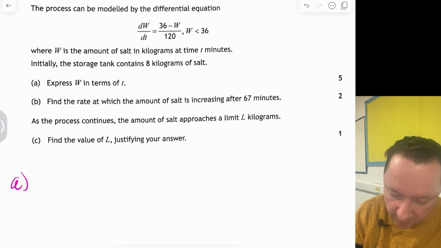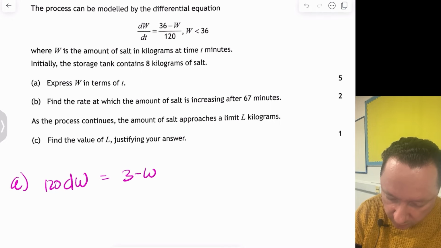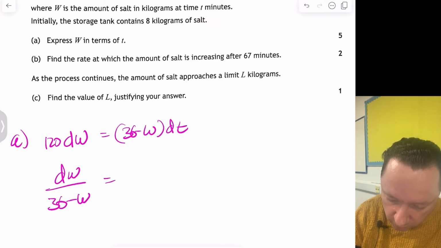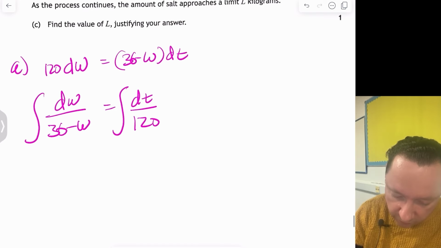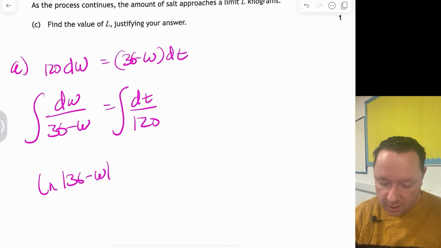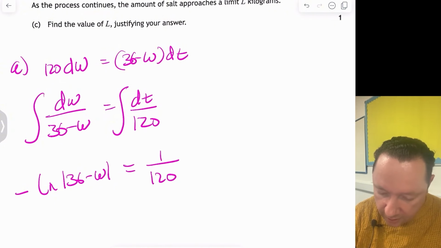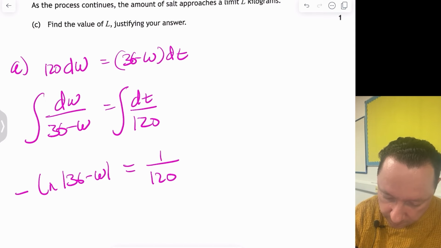Okay, part A. So I've got dW, 120 of that, equals 36 minus W times dt. So in other words, dW over 36 minus W equals dt over 120. Integrate both sides in. That's a log for this one, so it's the log of 36 minus W, but chain rule, remember, applies, so times minus 1. That equals, well, that's just 1 over 120, and we've got t, so it's t over 120 plus some constant, let's call that c.